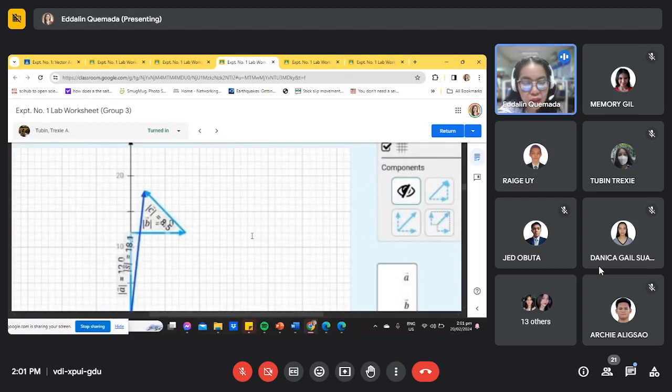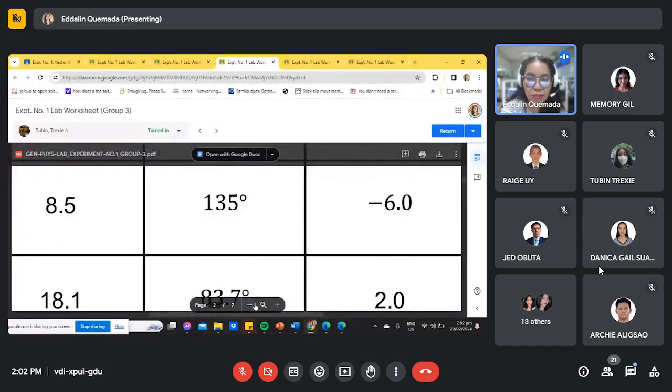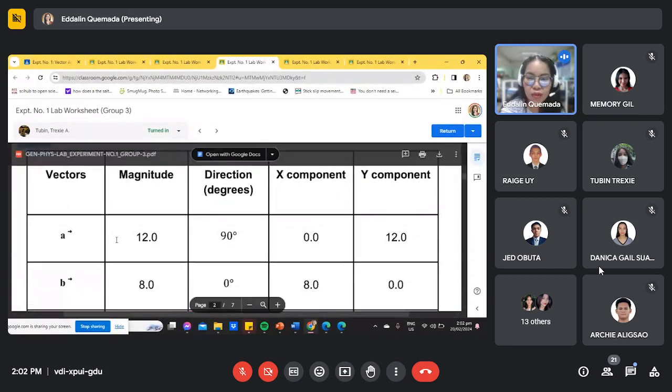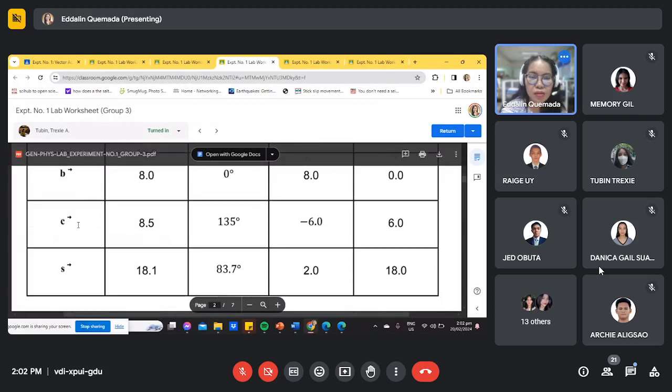So our vectors A and B are one-dimensional. That is why, if we go back to the table, to your data, vector A has a zero x component, because vector A lies exactly on the y-axis. This is one-dimensional. For vector B, the y component is 0 because it lies exactly on the x-axis. This is also one-dimensional. But vector C is quite different.